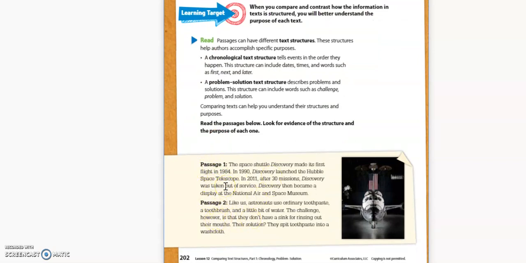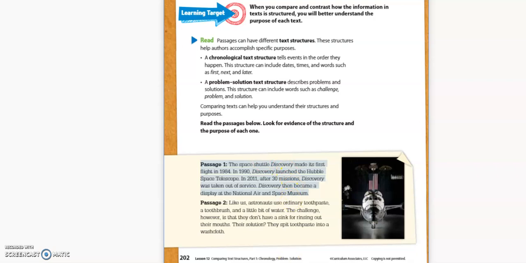Let's read what our description states. Passage 1 states that it's about the space shuttle Discovery and how it made its first flight in 1984. In 1990, Discovery launched the Hubble Space Telescope. In 2011, after 30 missions, Discovery was taken out of service. Discovery then became a display at the National Air and Space Museum. Okay, so immediately, what things are you noticing inside of this passage 1?